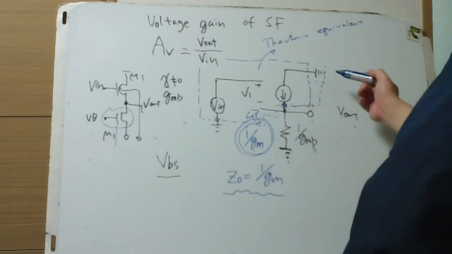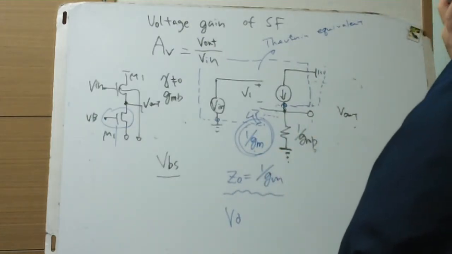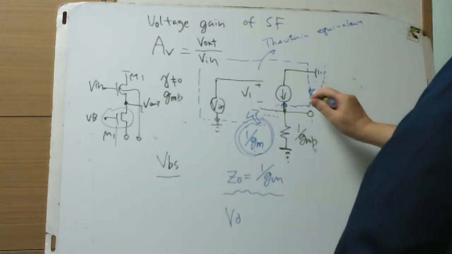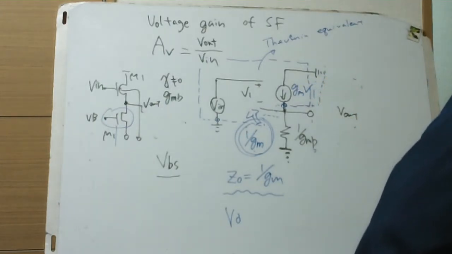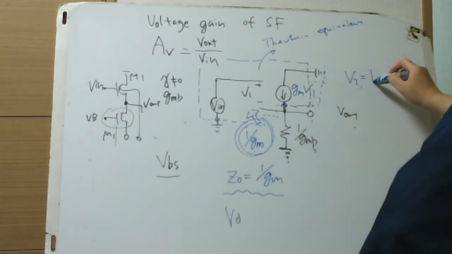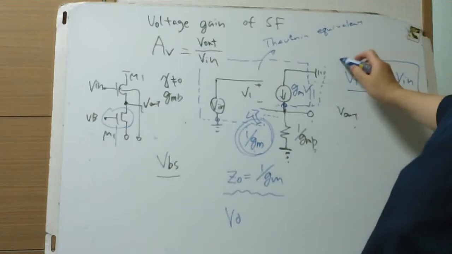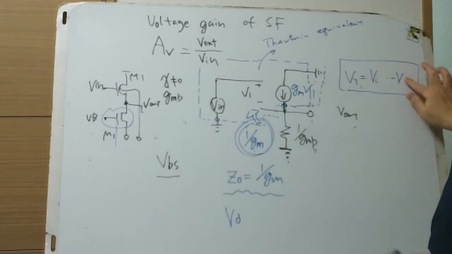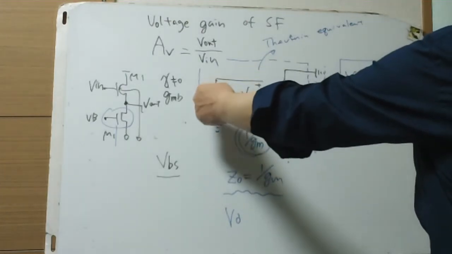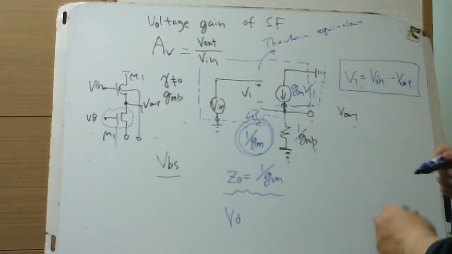Next, for V out, we need V0. What's V0? We have gm V1 here. V1 equals V out minus V in. Of course, V1 equals V in minus V out.